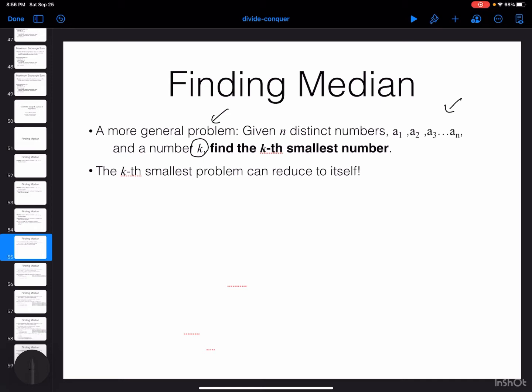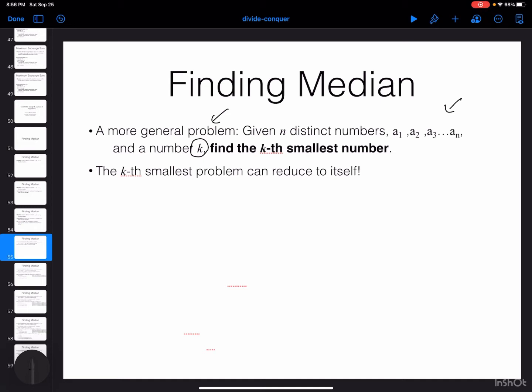If I can solve this problem, then for example, if I have 25 items, I can solve the 13th smallest problem in such an array of size 25. That's going to be the median, right? So you can see that this is more general than the median, and if we can solve this, we can find the median as well. So I'm going to change the problem to this more general form.